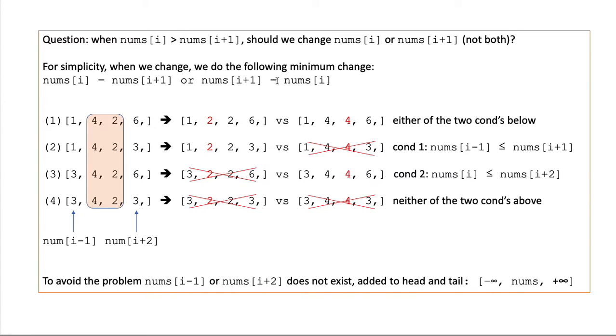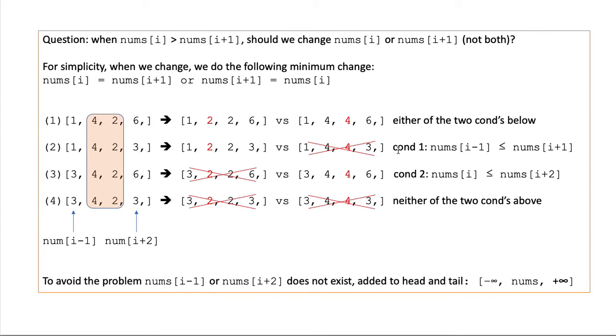For simplicity, when we change, we do the following minimum change. Either nums[i] equals nums[i+1] or nums[i+1] equals nums[i]. Here are four cases when nums[i] is greater than nums[i+1]. 4 is larger than 2. These four cases differ because the nums[i-1] and nums[i+2] are different. You may pause this video to read the differences in detail.